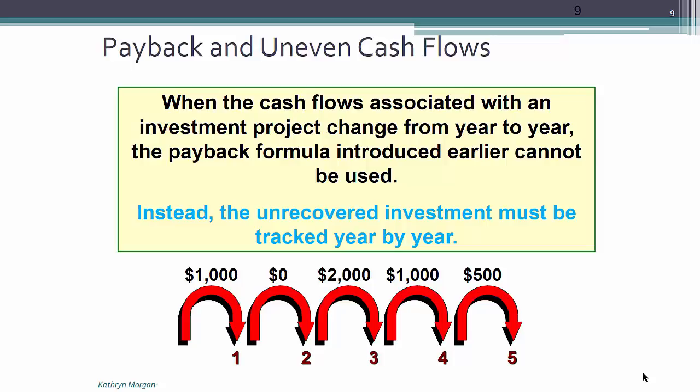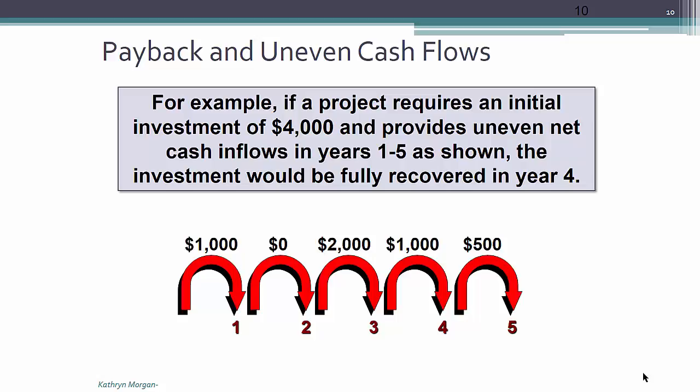We just considered a very simple scenario. Generally speaking, cash flows are not even every single year. When cash flows associated with an investment project change from year to year, the payback formula introduced earlier cannot be used, and instead the unrecovered investment must be tracked year by year. For example, if a project requires an initial investment of $4,000 and provides uneven net cash inflows in years 1 through 5 as shown above, the investment would be fully recovered in year 4.